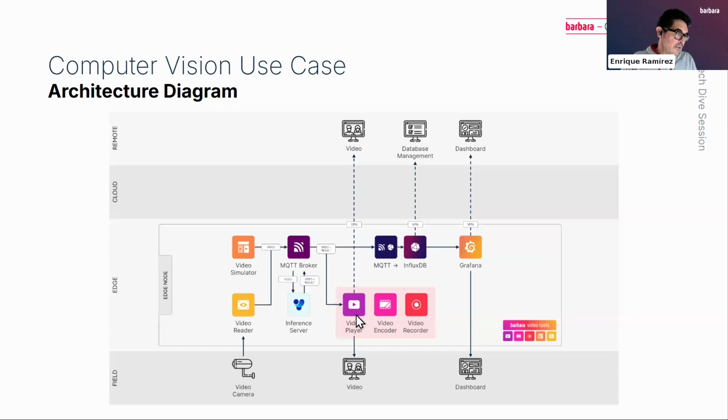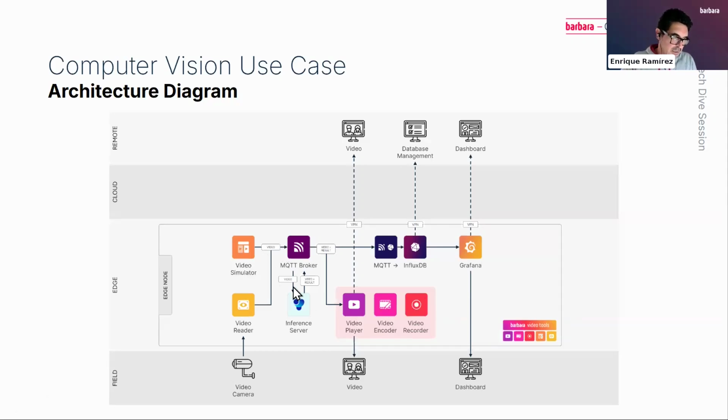Then we have the reader, the player, the encoder for changing the codec of a video if necessary, or for saving the video in any particular format, and then the recorder to record video streams. Okay, all these applications together make what we call the Barbara video tool. They are really, really useful, and all of them are available in the marketplace.